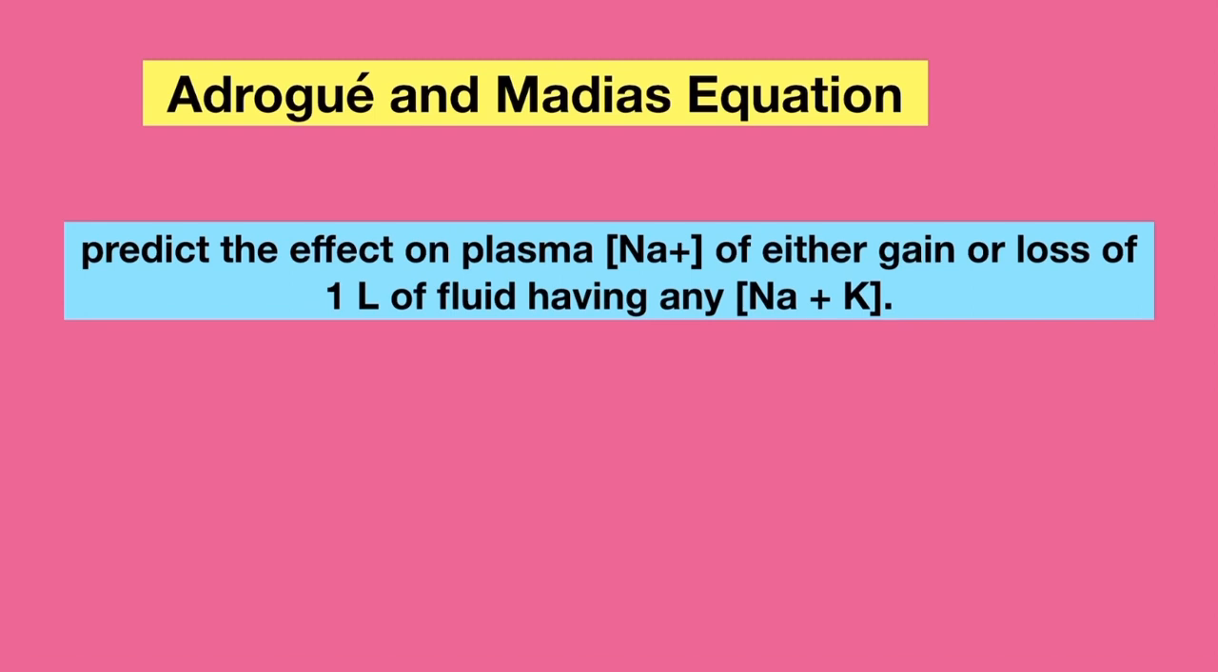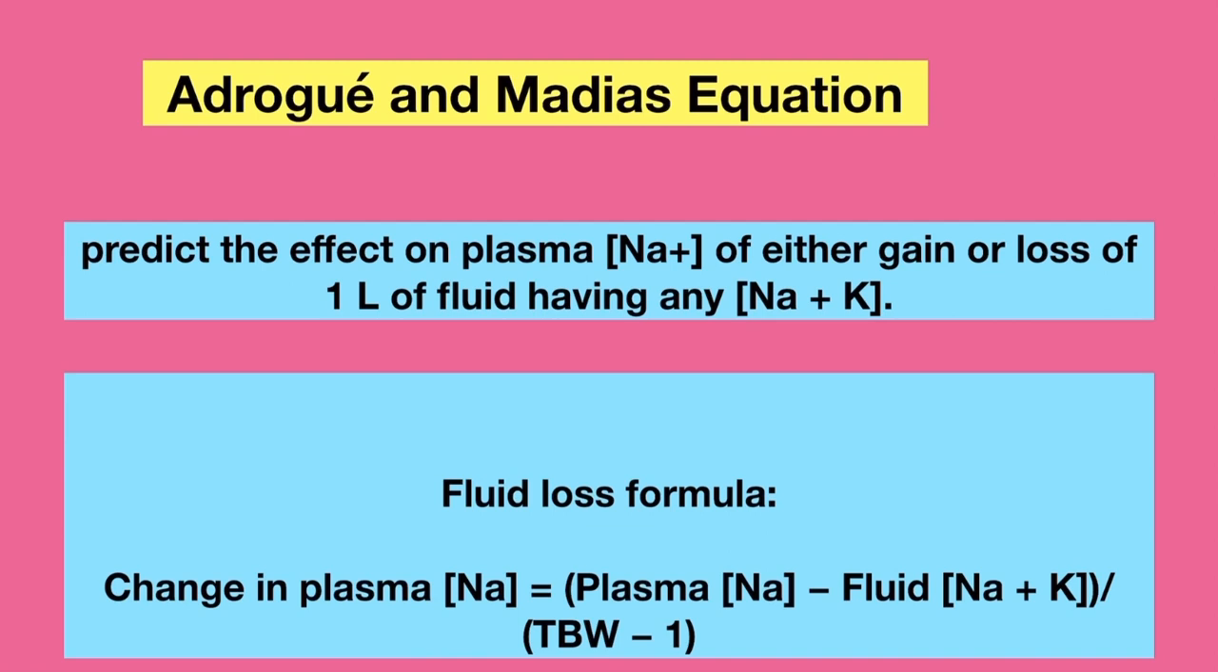So the effect of 1 liter of fluid on the sodium concentration depends on the sodium concentration of that fluid. Exactly in the same way, if there is loss of fluid from our body that contains sodium or potassium, that will lead to a change in the plasma sodium concentration. This equation is called the fluid loss formula. So the change in plasma sodium concentration is equal to plasma sodium minus fluid sodium and potassium concentration, divided by total body water minus 1. We will see this equation with various examples.